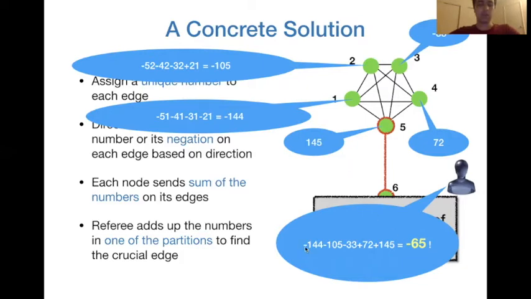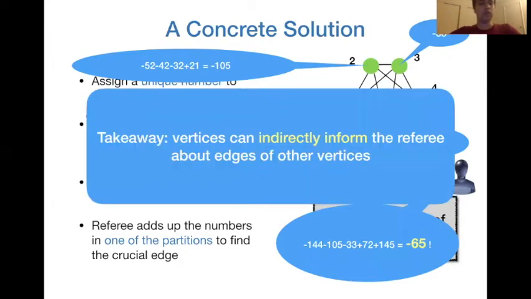There's nothing too magical happening here. I mean, we added and subtracted the same number over every edge except for this edge. So we were able to find this one. But the important takeaway is that in this model, vertices can directly inform the referee about the edges of other vertices even. And that's very important for us.